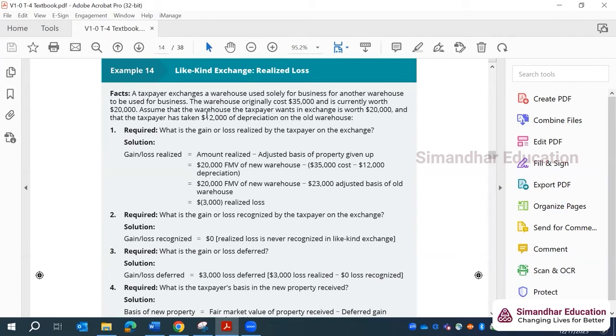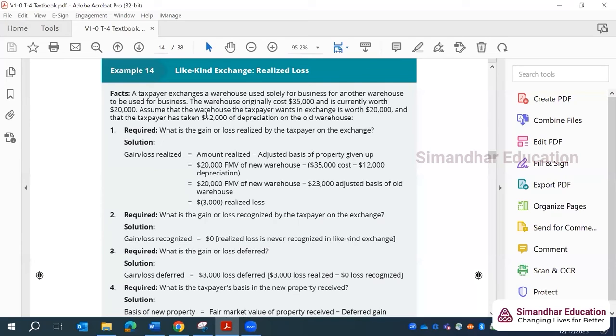What is the property that I'm receiving in exchange? The value of the property is 20K. What is my realized gain or loss in this transaction? I have a $3,000 loss. Remember, in like-kind exchange, we will also defer the losses.